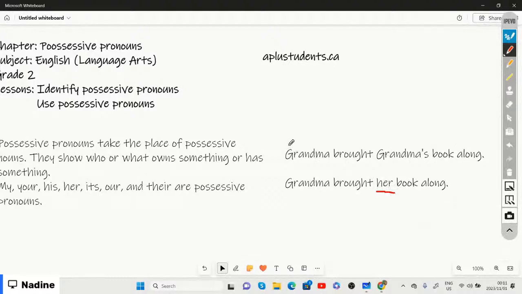All right. So once again, if we look at this example, grandma brought grandma's book along, then we basically replace that word grandma that is being repeated with the word her. So now we say grandma brought her book along. And that is why we say possessive pronouns. Her represents grandma.